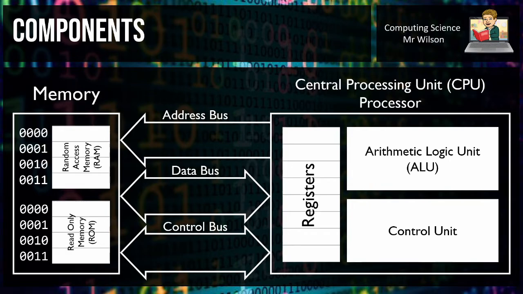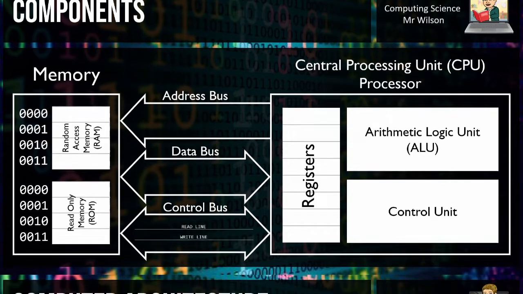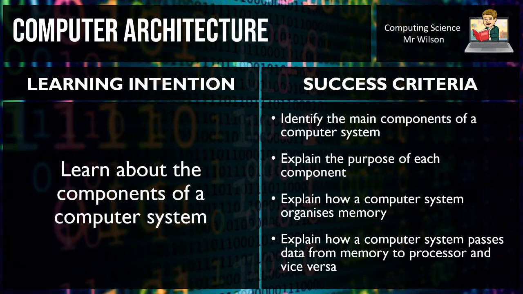The control bus has a number of lines which will determine how the system will operate. For example, the read and write lines determine whether data is being written to or read from the memory. So now you have an understanding of how a computer system operates and what each component is responsible for.